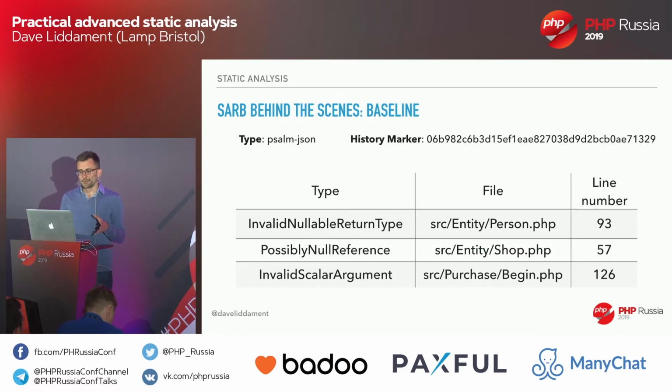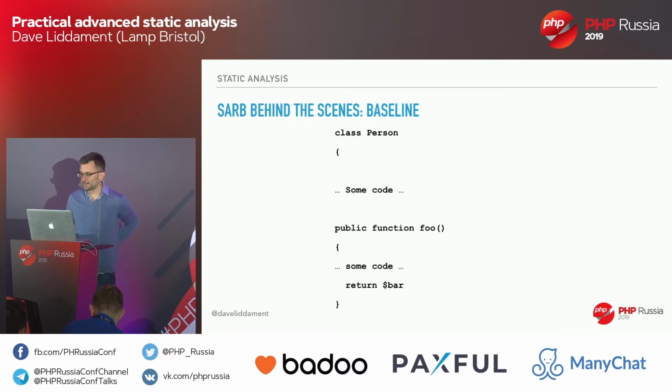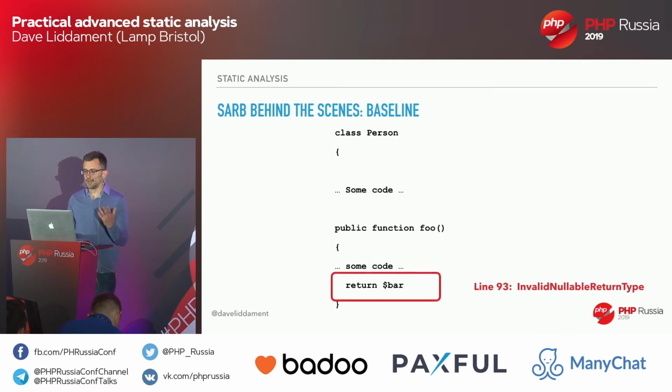So very quickly, how does it work? What it does is, when you create the baseline, it knows the git commit that the baseline was created against, and it knows what it was created with, so SARM in this case. And it has a whole list of things saying, this is the type of the error, this is the file, and this is the line number. So you might have your code like this, and you've got this issue here on line 93, invalid nullable return type.